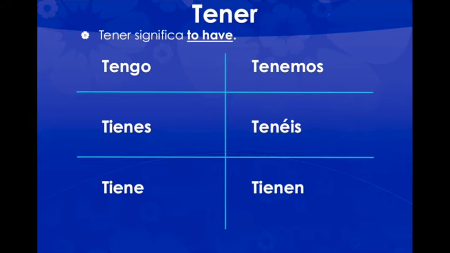So yo tengo, I have. Tú tienes, you have. Él tiene, ella tiene, he or she has. Nosotros tenemos, we have. Vosotros tenéis, y'all have. Ellos tienen, ellas tienen, they have. Or ustedes tienen, you all have.